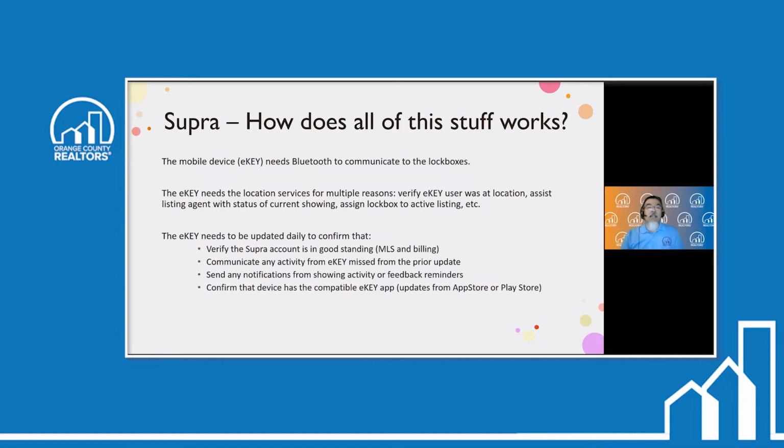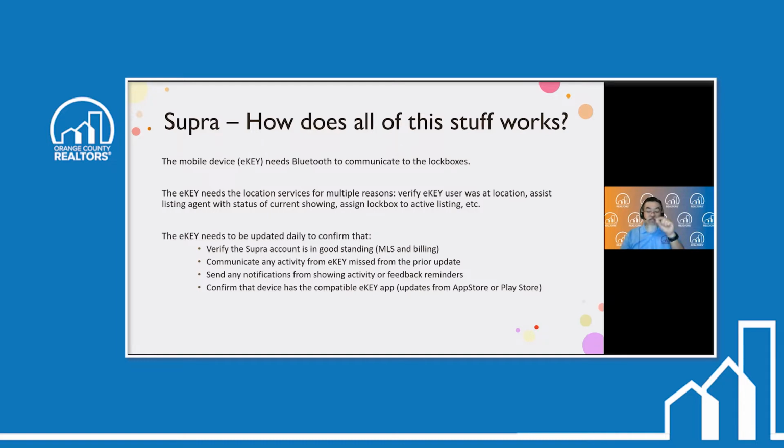By the way, this update also can communicate any activity from the eKey that was missed from the prior update. So if the prior update was yesterday morning, and then for whatever reason, your phone did not transmit that you accessed lockboxes yesterday evening or afternoon, then the next morning it will send out the information over to Supra, or whenever it does its update, and notify Supra of any activity you had on the key service.